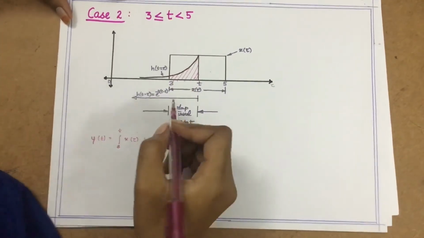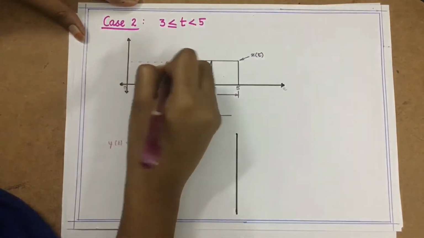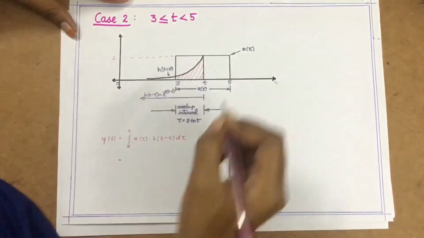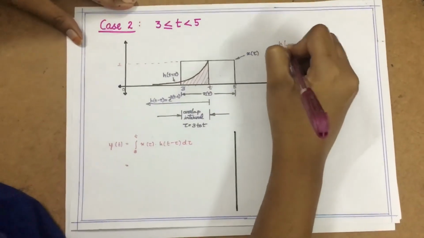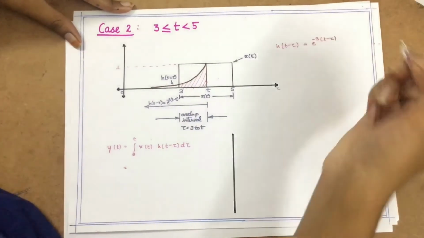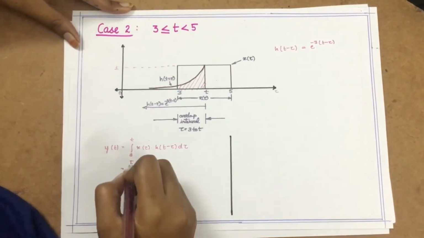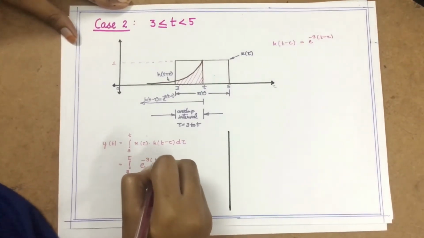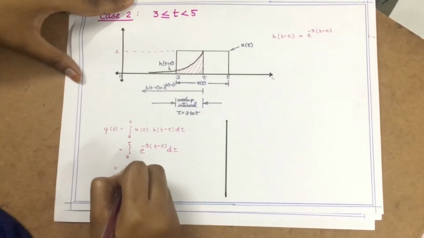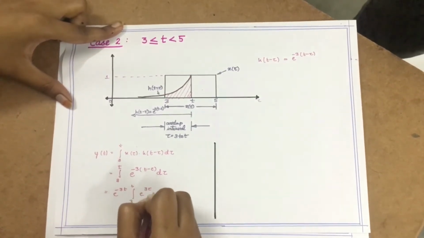And from the graph, we can see that x(tau) has the value 1, and the value of h(t minus tau) is equal to e^(-3(t minus tau)). Therefore, substituting the values in the integral, we can write the integral from 3 to t of e^(-3(t minus tau)) d tau. Integrating it, taking out e^(-3t), we get e^(-3t) times the integral of e^(3 tau) d tau.